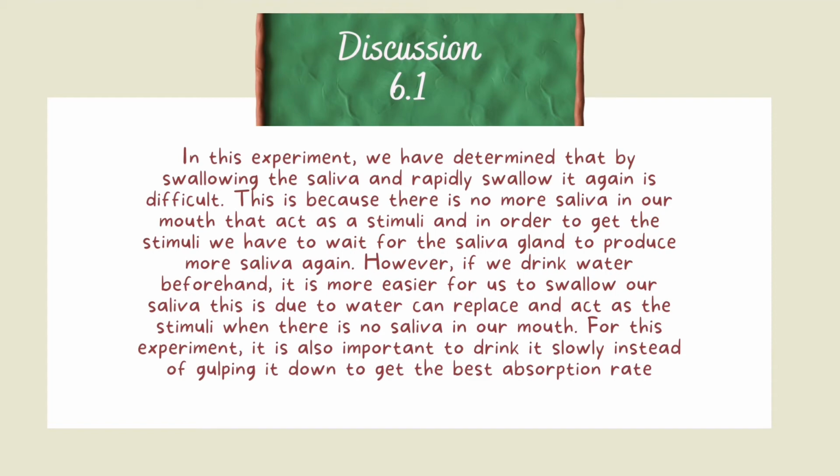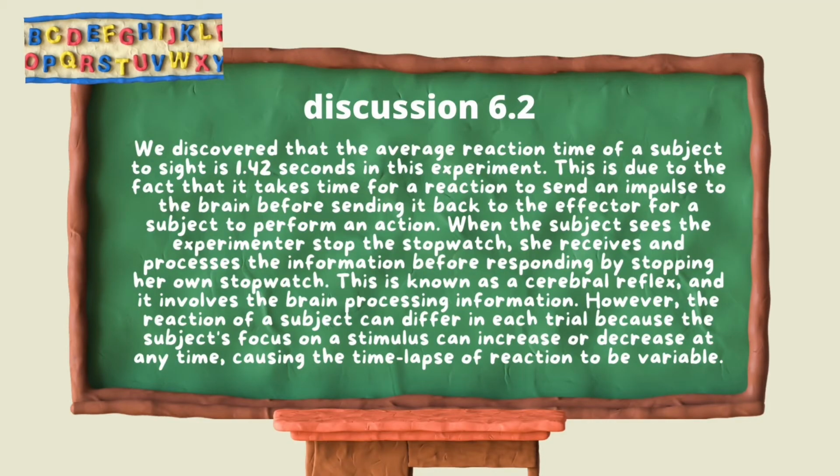For this experiment, it is also important to drink slowly instead of gulping it down to get the best absorption rate. For discussion 6.2, we discovered that the average reaction time of a subject to sight is 1.42 seconds in this experiment. This is due to the fact that it takes time for a receptor to send an impulse to the brain before sending it back to the effector for a subject to perform an action.